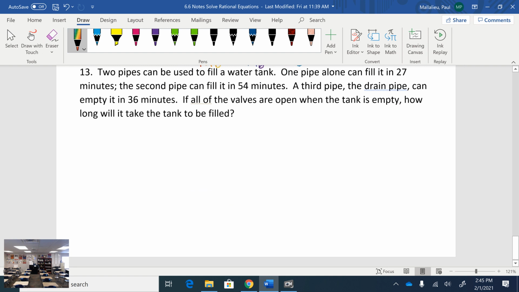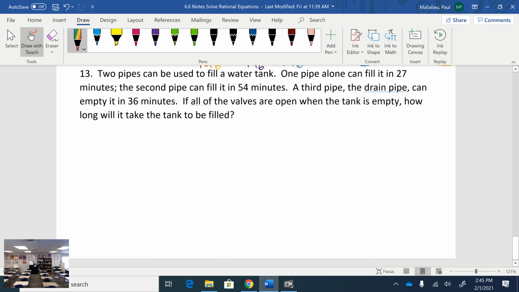All right, last one is if we are using 3 items now. We have 2 pipes that are filling up the water tank. 1 pipe alone can fill it up in 27 minutes. The 2nd pipe alone can fill it up in 54 minutes. A 3rd pipe can empty it all in 36 minutes. So what that means is you're emptying, you're taking away. So if we are saying 27 minutes for one of them and 54 minutes for another one, and then the third is emptying, then we need to subtract there, and it's still over 1 task, which is either filling or emptying the water tank.